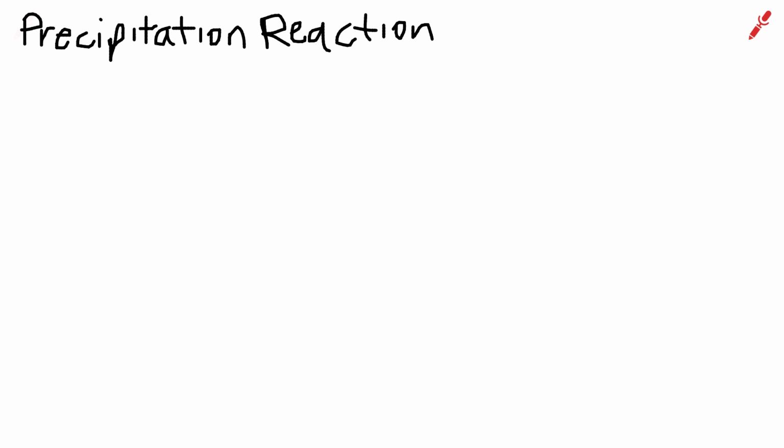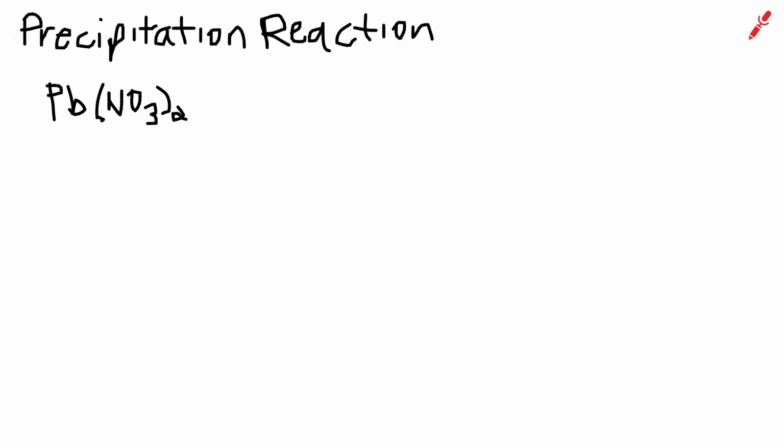Let's take a look at how to predict the products of a precipitation reaction and then balance a precipitation reaction. So the one I'm going to work out is lead nitrate, lead(II) nitrate, Pb(NO3)2. And we know that that's aqueous.